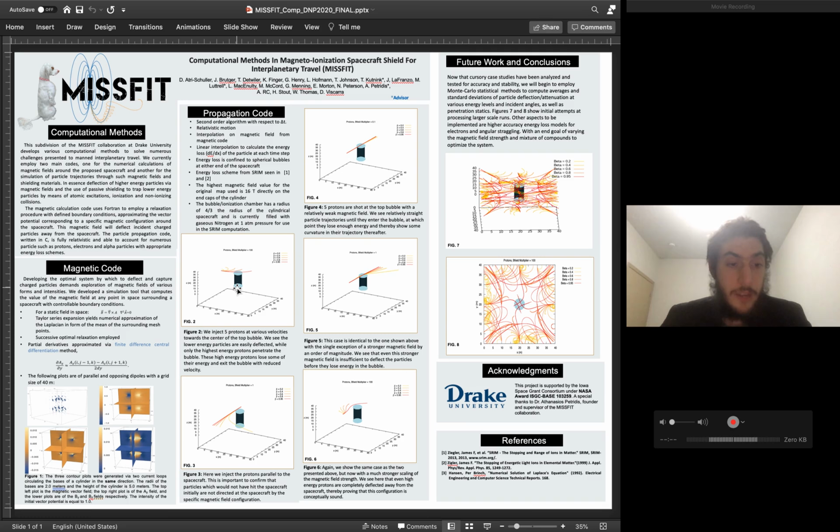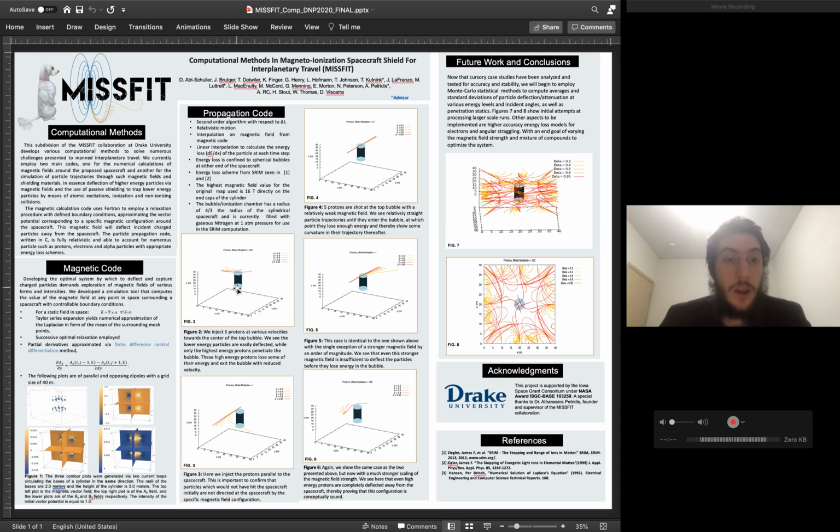an accurate magnetic field. Now, this magnetic field is shipped off to the propagation code, which is a second order algorithm with respect to dt, and we're able to calculate the trajectory of many radiation particles, including electrons and protons and alpha particles, among others.